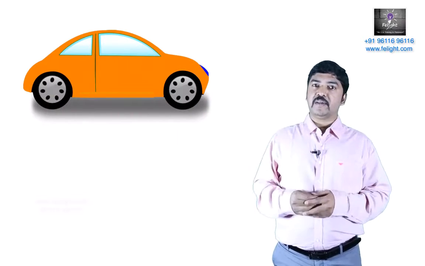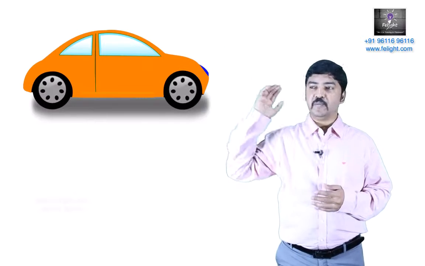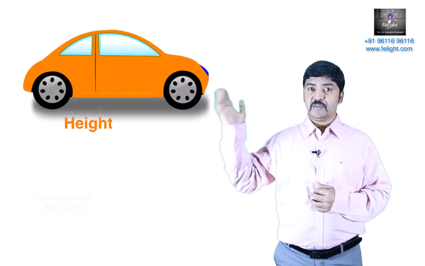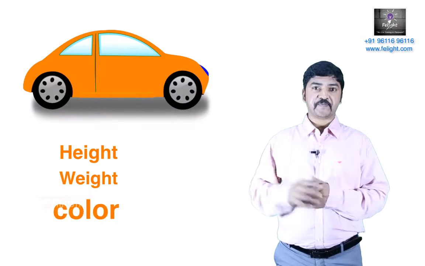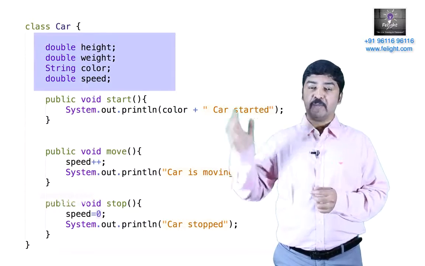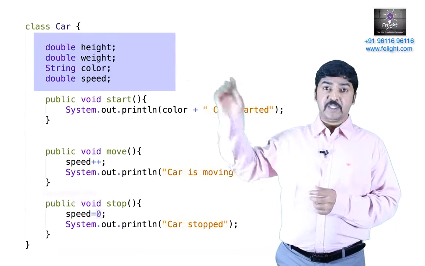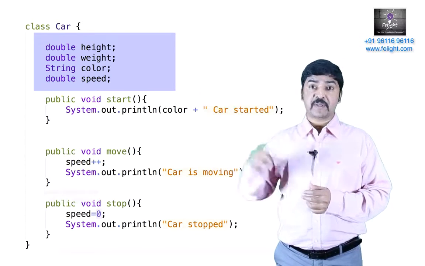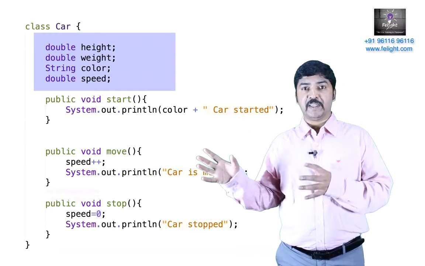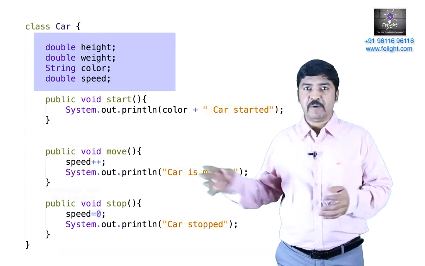Let's take an example. Okay, let's take a car. Let's identify some of the important properties and behaviors. What properties can a car have? Height, weight, color. In Java, how can we represent them? Height can be represented using double. Weight can be represented using double. Color can be represented using string. Speed can again be represented using double.